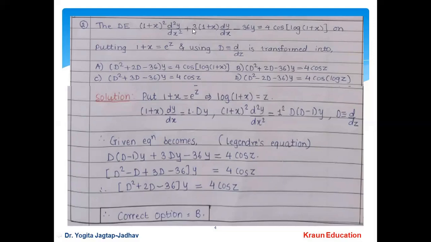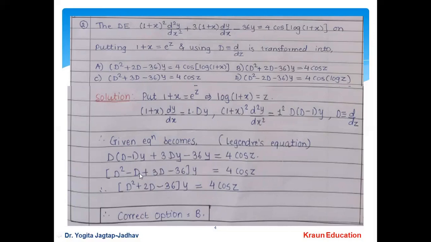The second term will be what? 3 times dy minus 36y equal to, on the right side we have to substitute log of 1 plus x is equal to z. Therefore the right side becomes 4 times cos z. Now taking y common from each of the terms, here we have, multiplying D inside the bracket, D square minus D plus 3D minus 36 operating on y equal to 4 times cos z.